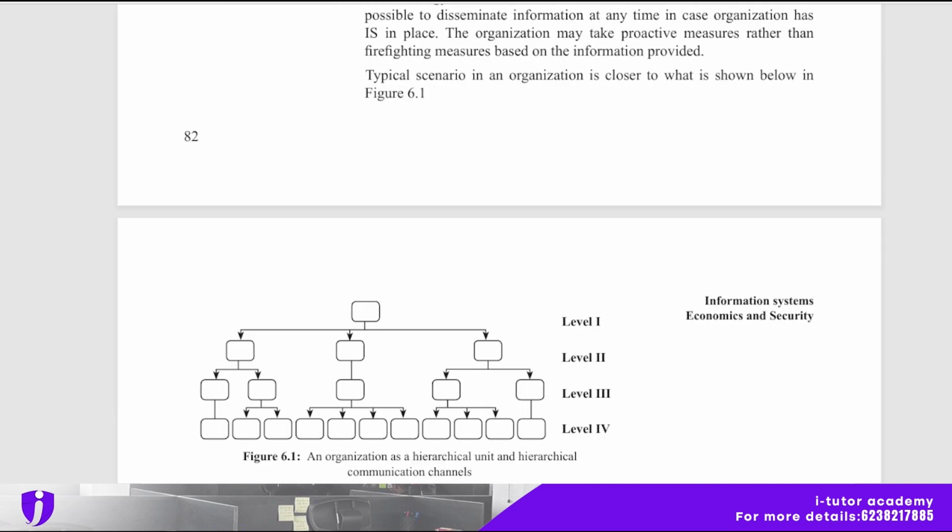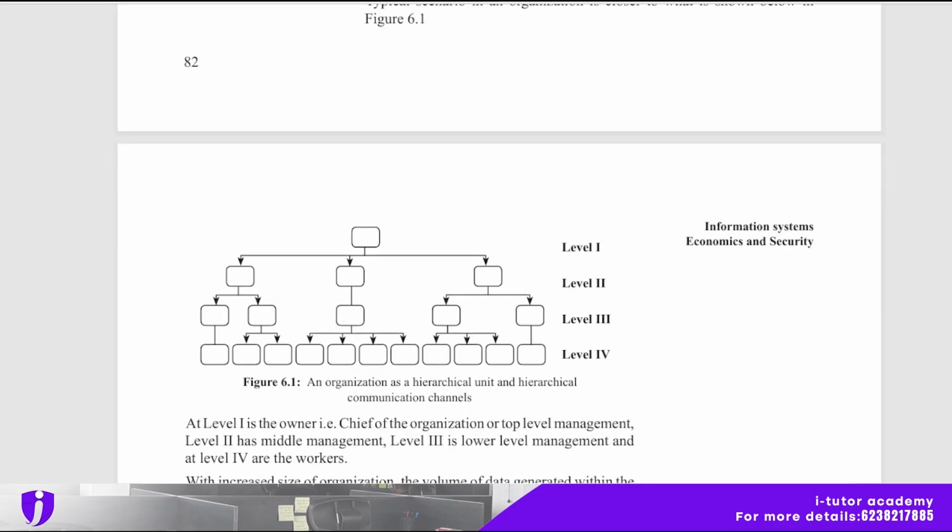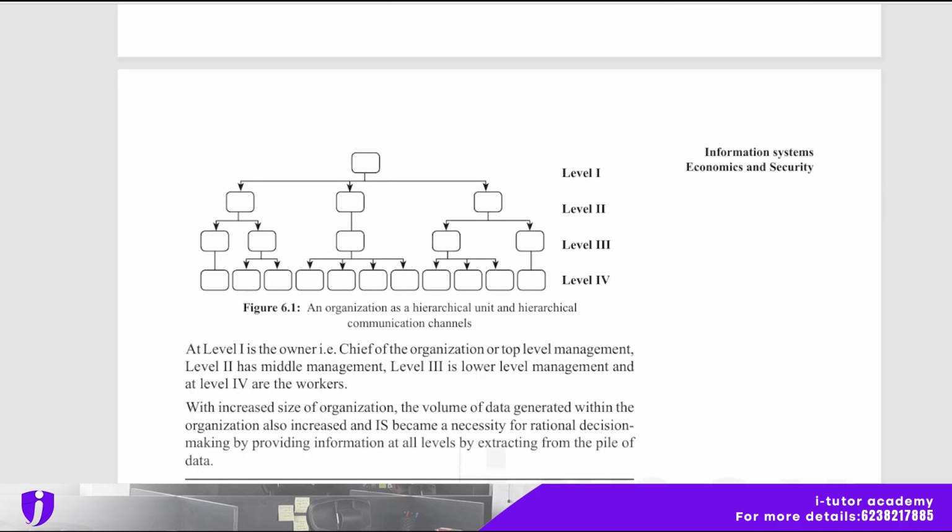So here is one figure: an organization as a hierarchical unit and hierarchical communication channel. So level 1, 2, 3 and 4 is there. You just refer to this figure, so you will get more idea. With the increased size of the organization, the volume of data generated within the organization also increased, and it became a necessity for rational decision making to provide information at all levels by extracting it from the pile of data.